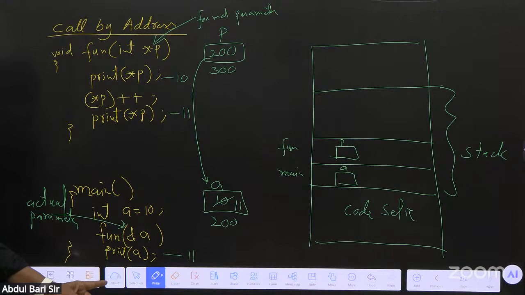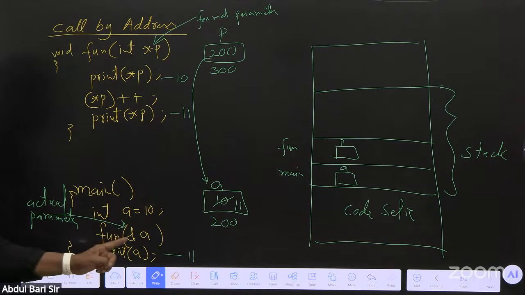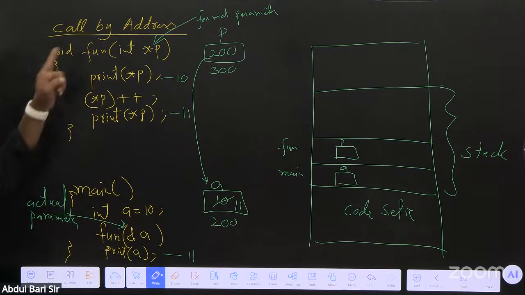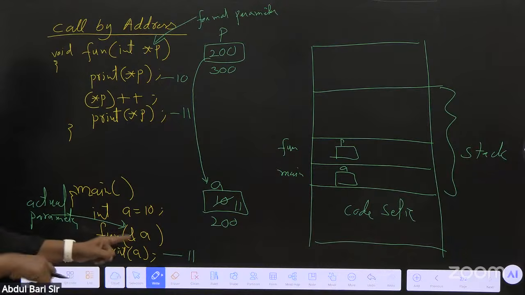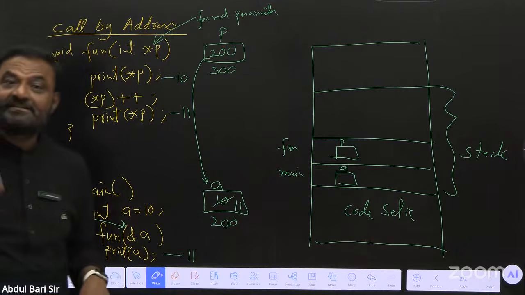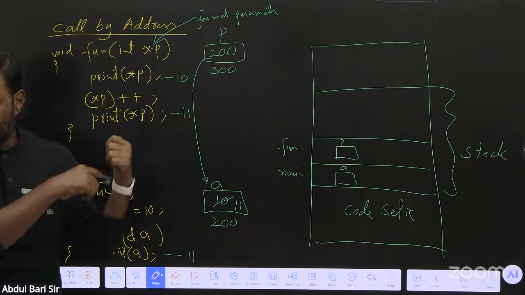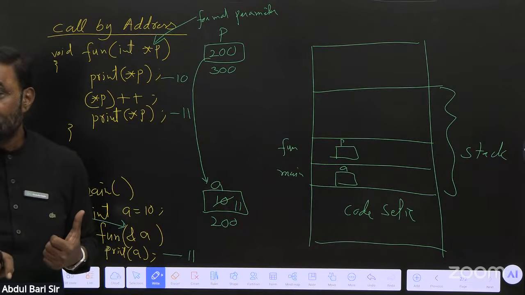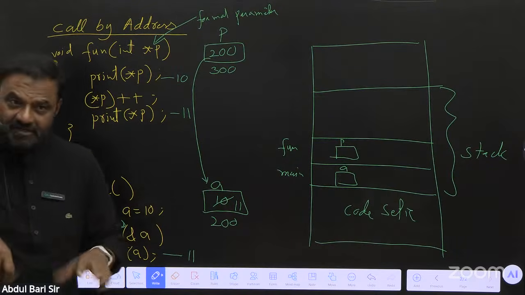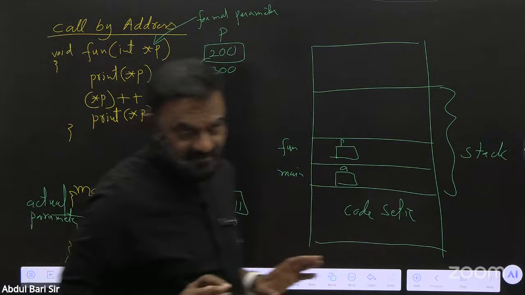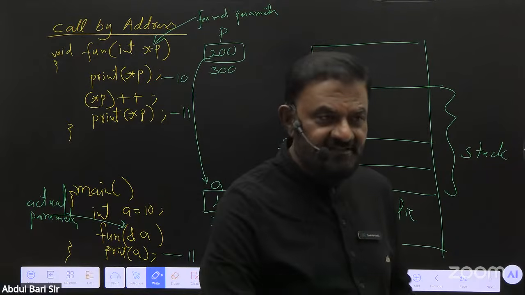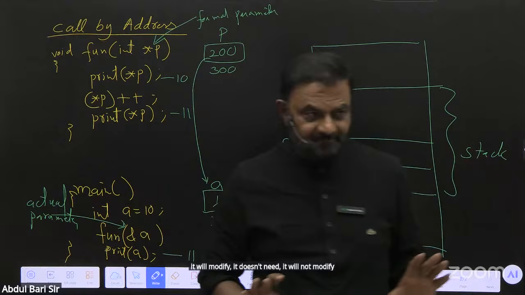In other words, you can say that once again, I am repeating, in call by address, the actual parameter is the address of the variable. The formal parameter is always a pointer, and using the pointer in the formal parameter, it can modify the data of the actual parameter. If it needs, it will modify. If it doesn't need, it will not modify, but it is possible.